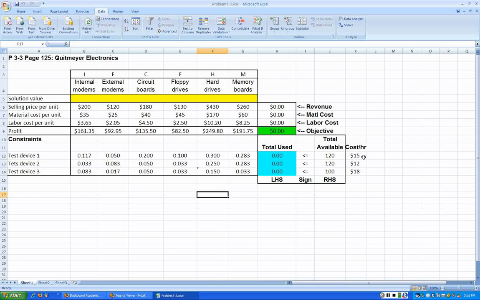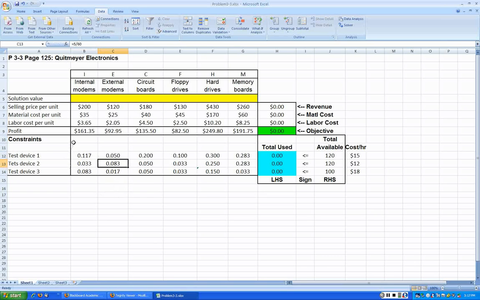For test device 1, the labor cost is $15 an hour. Test device 2, it's $12 an hour. For the third device, it's $18 per hour. It is better to convert the time that is given in minutes to hours. So that is nothing but 7 out of 60 minutes. And likewise, punch in the data in terms of hours. So we have that information.